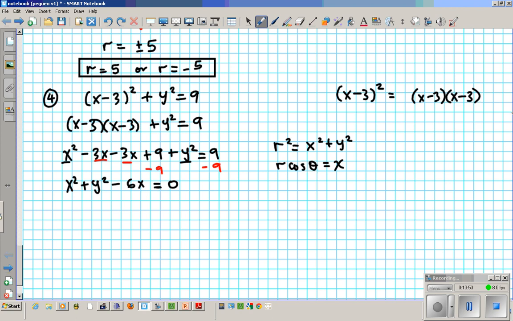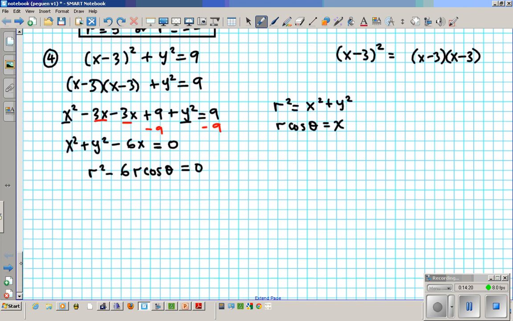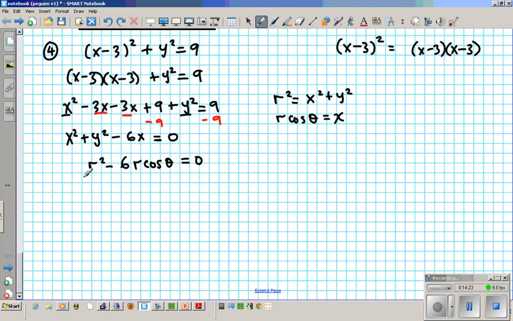Alright, so let's make the substitution. For this x squared and y squared, we're going to have r squared minus 6. Instead of x, we'll replace it with r cosine theta equals 0. Alright? Now, what goes into r squared, 6r cosine theta, and 0? We know everything goes into 0, right? Because 0 times anything is 0. So we can divide every single term by r. Okay? So divide this by r, divide that by r, and divide this by r. So that gives you r minus 6 cosine theta equals 0.